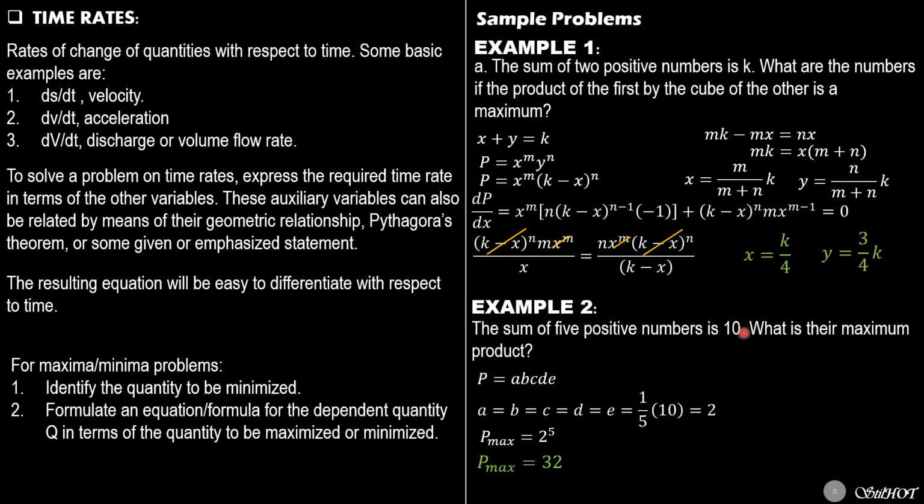The sum is 10. Because each number has the same power of 1, these numbers are equal. So A equals B equals C equals D equals E equals 1, the power of any number, divided by 5, because there are 5 numbers, so the sum of powers is 5. Then the sum of the 5 positive numbers is 10, so times 10. So each number is 2. Therefore, the maximum product is 2 times 2 times 2 times 2 times 2, or 2 to the 5th. So it is 32.